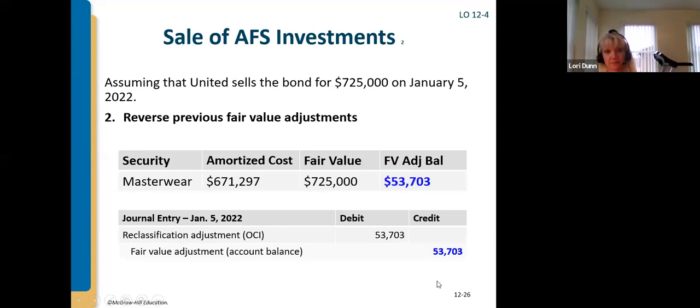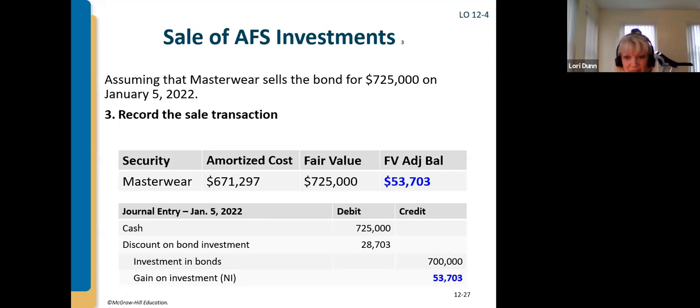Second step. Now, remove all of that. Debit the OCI account, credit the fair value adjustment account. So you're just reversing that entire amount out of there, out of those two accounts that you just increased. Then record the sale and record the entire gain on the sale as income, net income.